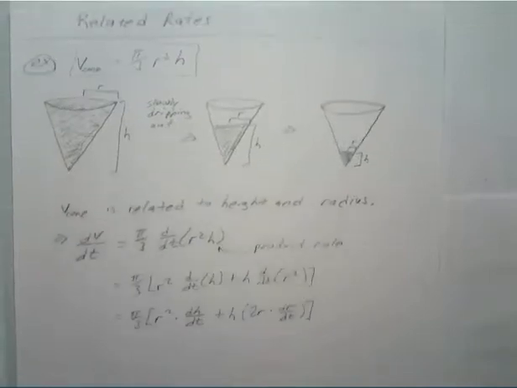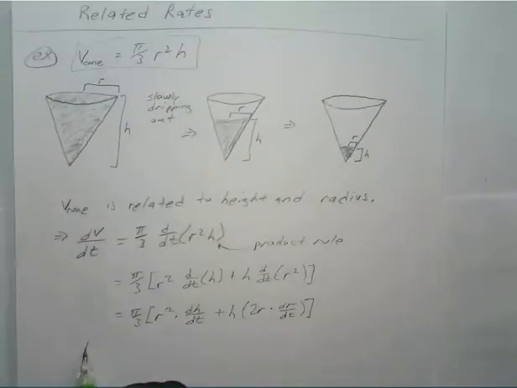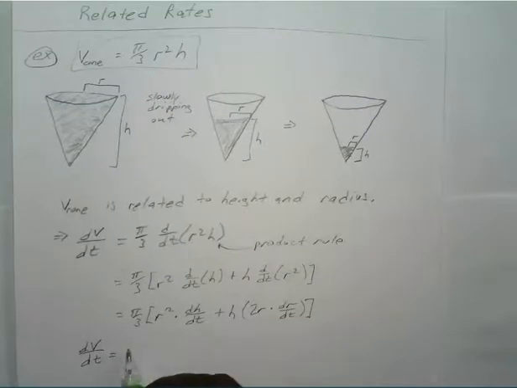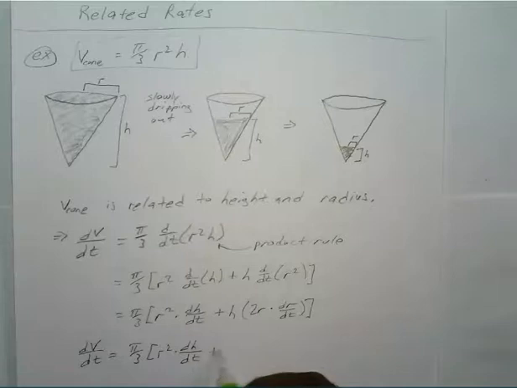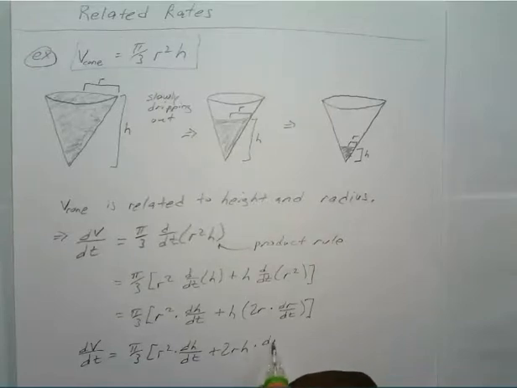Alright, so that lets us know that our rate of change of the volume with respect to time would equal pi over 3 times r squared times the derivative of the height with respect to time, plus 2 times r times h times the change in the radius with respect to time.